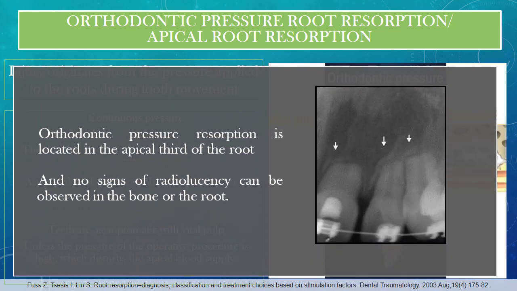Here again, radiographically, orthodontic pressure root resorption is located at the apical third of the root, and there is no radiolucency that can be observed in the bone or the root. The treatment for this is removal of the source of pressure, which results in cessation of the resorption. Therefore, no root canal treatment or operative procedure is needed after.